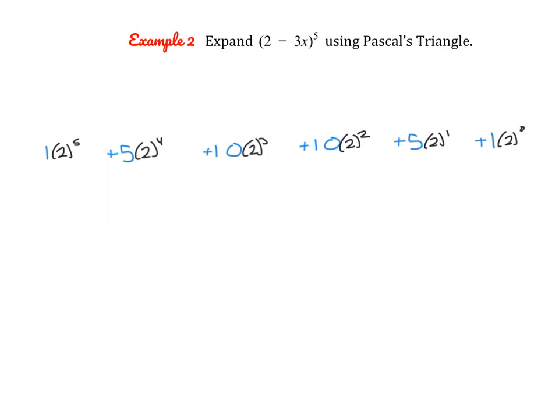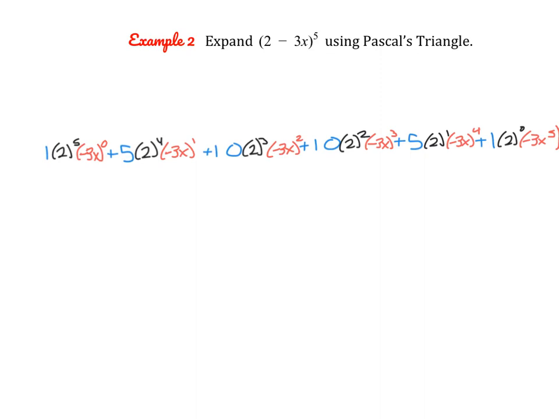And now for our second term, which, be careful, is negative, we're going to place negative 3x, and we're going to increase the power, going from 0 to 5. So make sure you include that negative in every single term. So negative 3x to the power of 0, negative 3x to the 1st, negative 3x squared, negative 3x cubed, negative 3x to the 4th, and last negative 3x to the 5th.